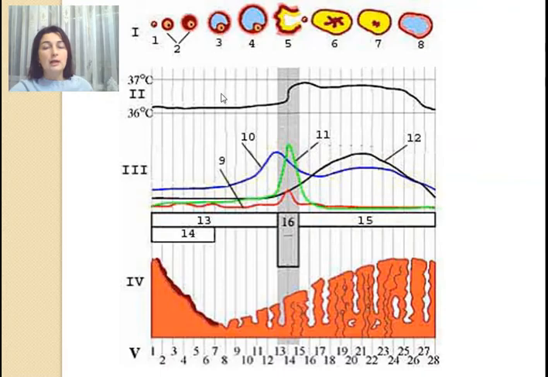Here we are looking at the stages of the menstrual cycle and what is taking place in the ovary. In the ovary, the stages of the menstrual cycle are called: first the follicular stage, when the growth of follicles is taking place. Then we will have ovulation, and then the lutein stage, the period of growth of the yellow body.